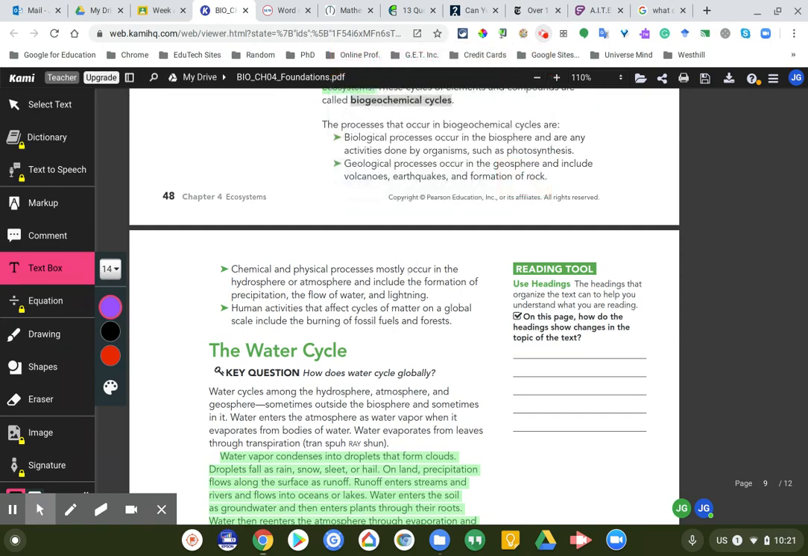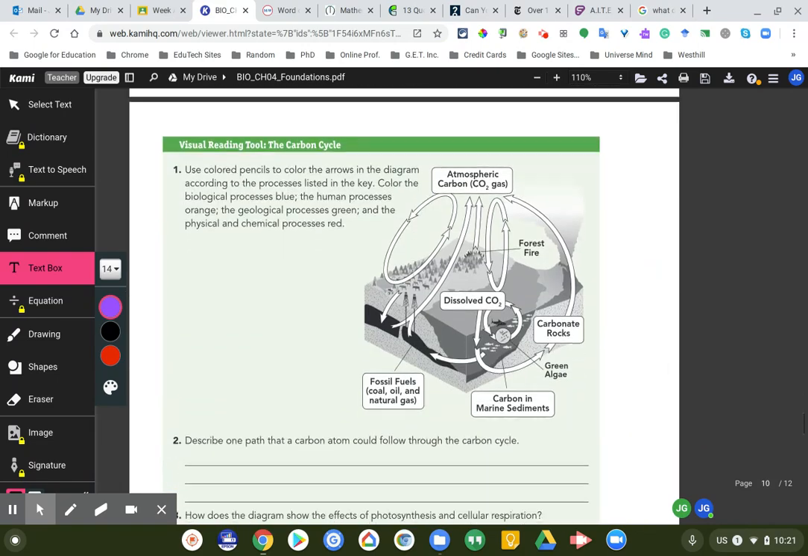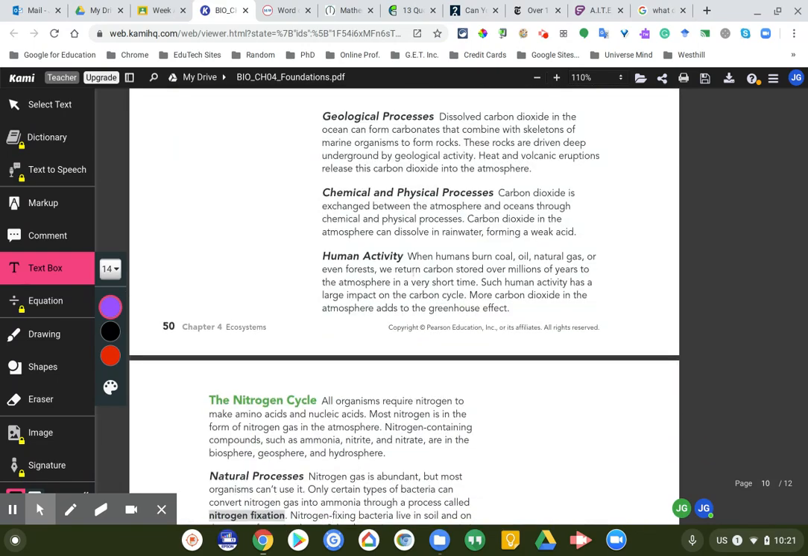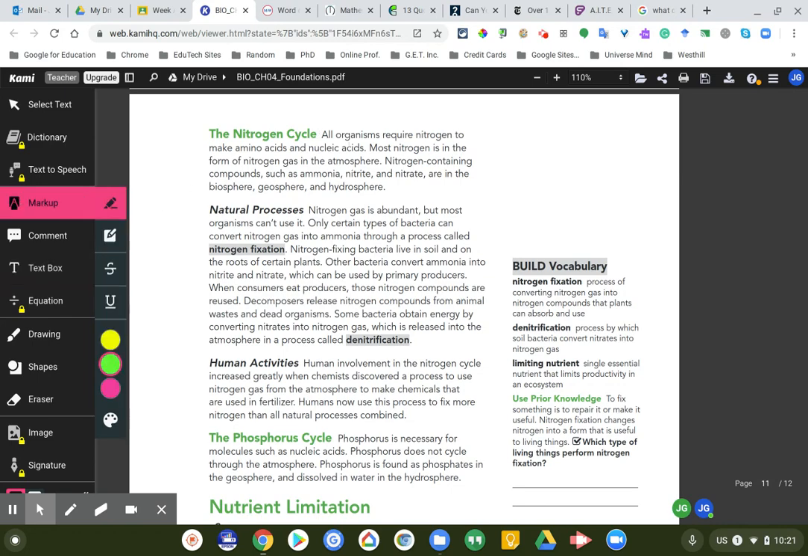Okay. So then we continue on. We went from the water cycle. Now we're going to the carbon cycle. We already did that. And we're going to the nitrogen cycle. All organisms require nitrogen to make amino acids and nucleic acids. See, there's a lot of important stuff in all these cycles here. Okay. Most nitrogen is in the form of nitrogen gas in the atmosphere.